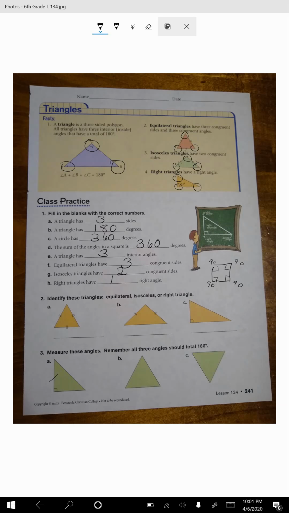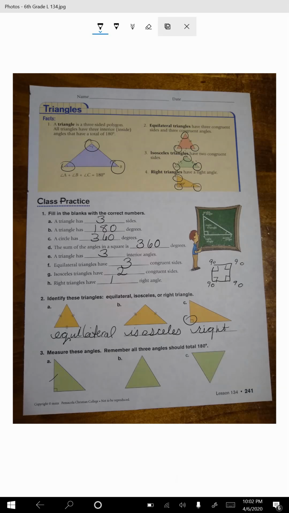Alright, let's identify these triangles. The tick marks will help us tremendously. The 3 tick marks here tell us that this is equilateral. I'm going to turn my laptop to the side here so I can write a little bit neater. Alright, the 2 tick marks tell us it's isosceles. And the little right mark there tells us that this is a right triangle.